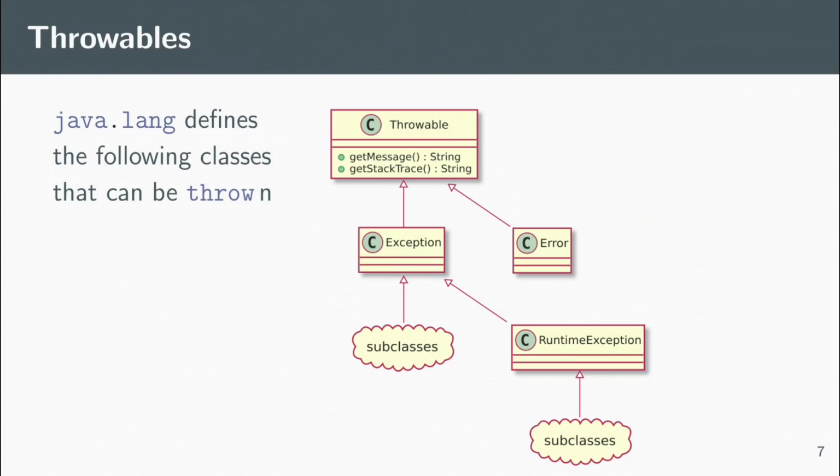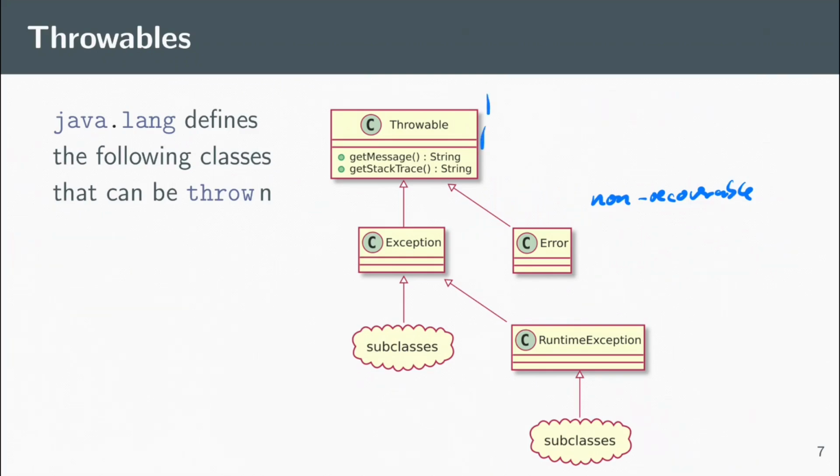It's defined within java.lang, and it defines the following classes which can be thrown, meaning they can be used using the keyword throw. The big superclass is Throwable. From this we derive Exception, and we also derive Error. Now, errors are throwables that are used for serious non-recoverable situations. For example, you reach the bound on the possible recursion depth. Exceptions are often used for recoverable situations.